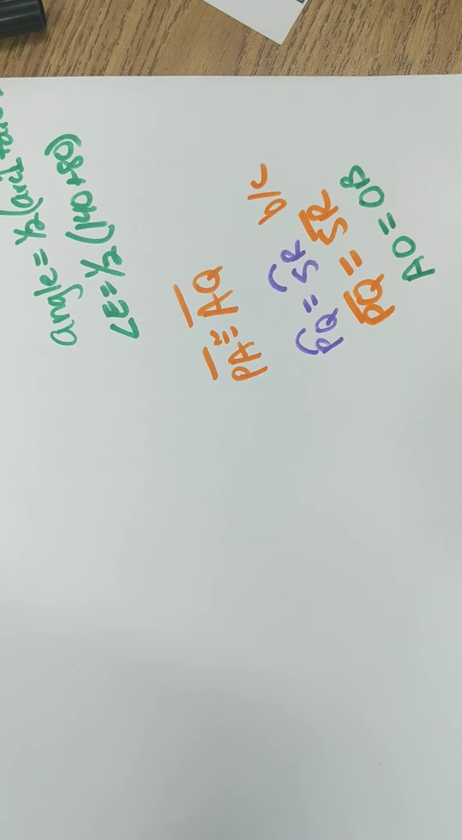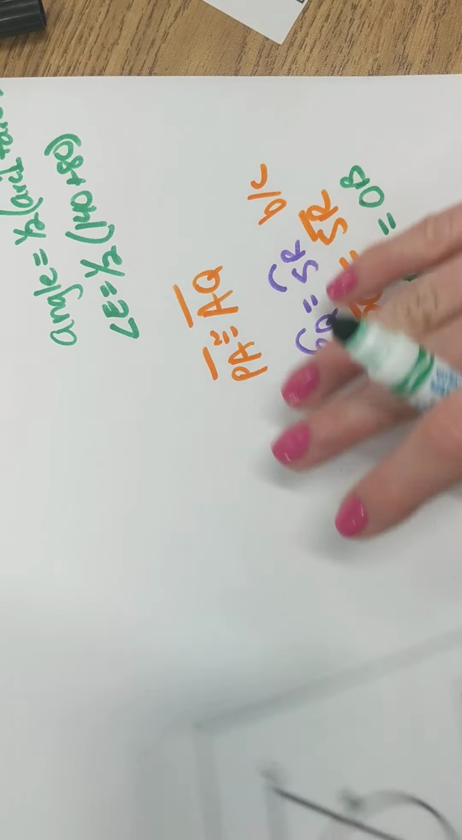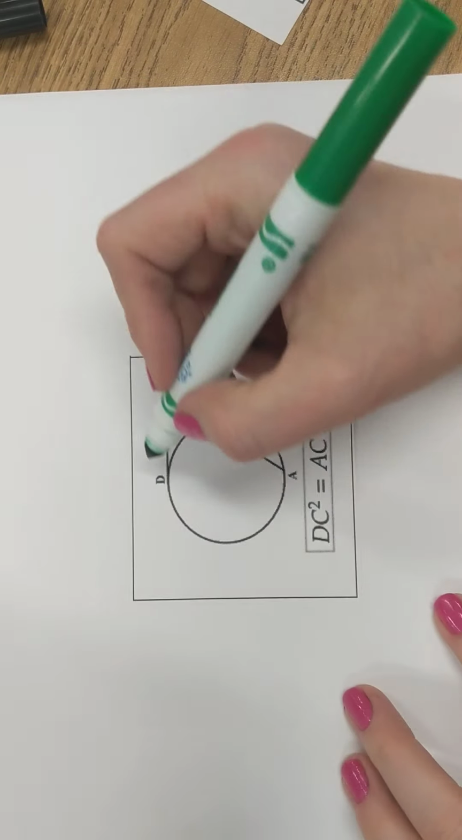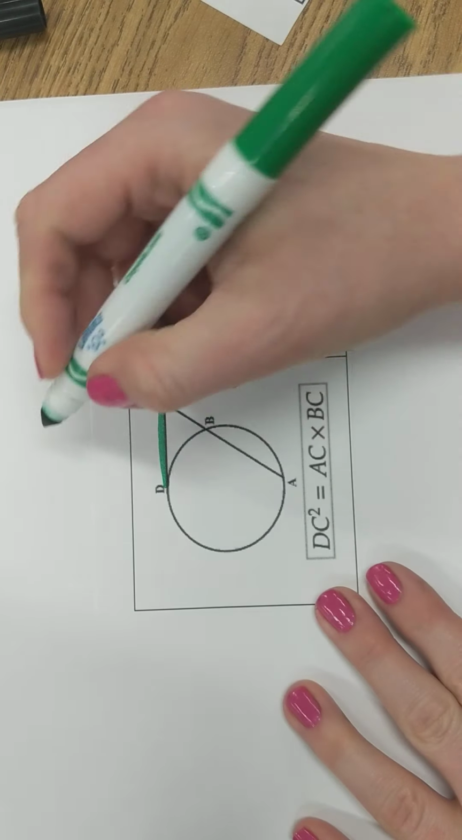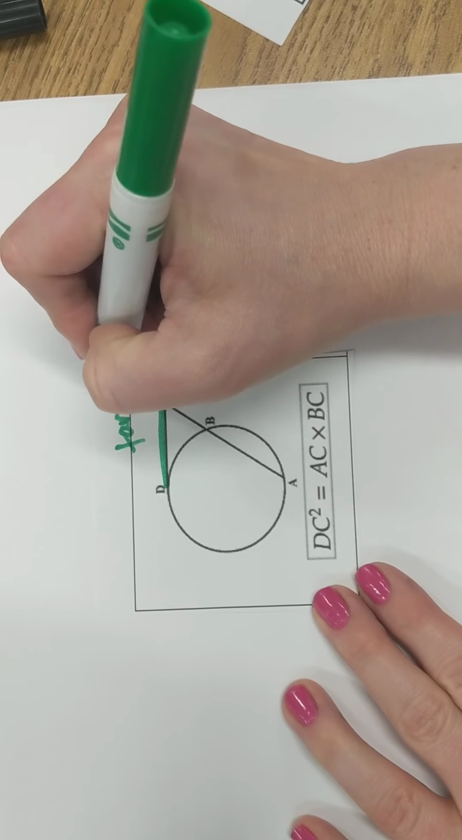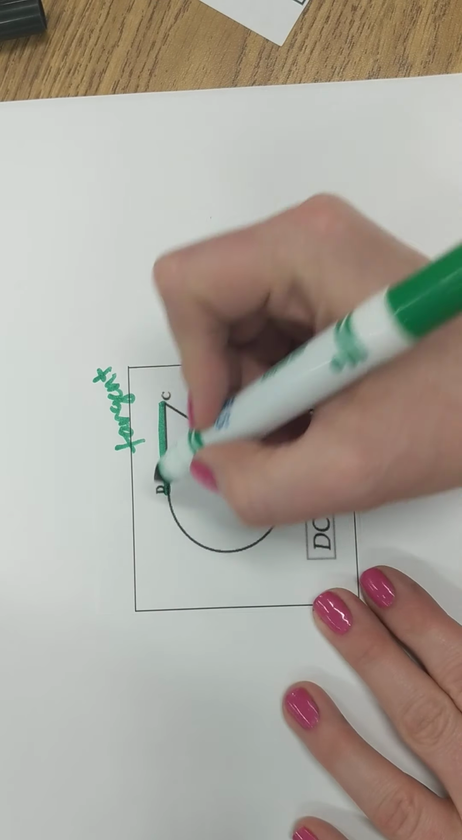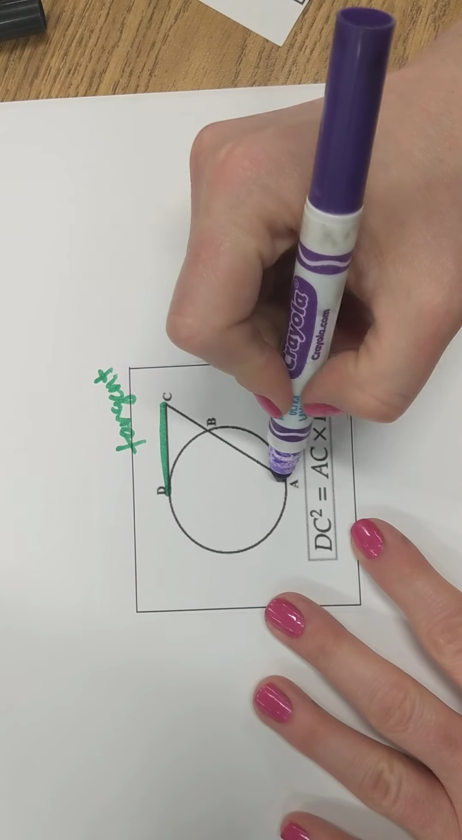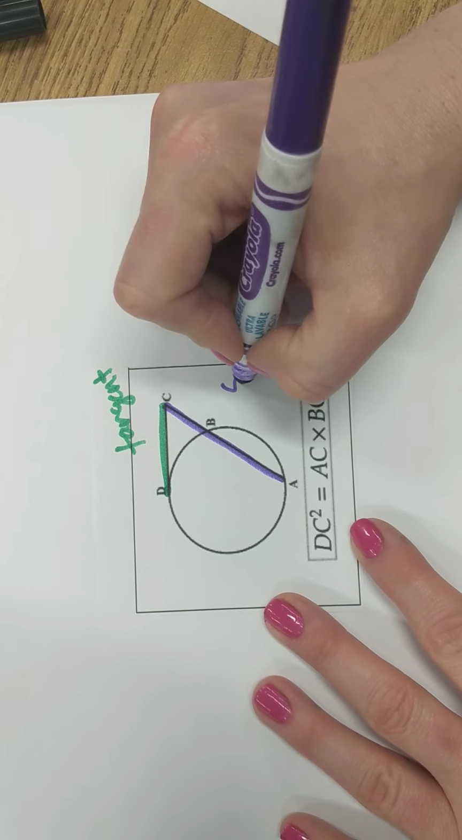All right, next, get a new sheet. This one's called the tangent secant rule. This green line is a tangent. Even though it doesn't keep going, it's just going to hit my circle at one place, on the outside there at one place. And then this purple line here is a secant.